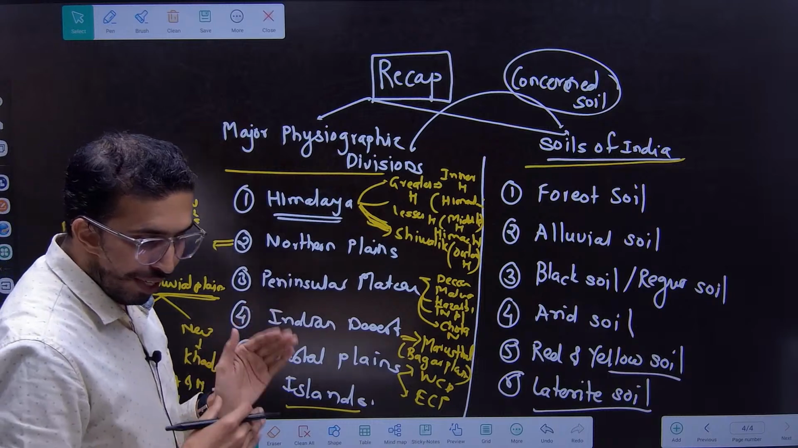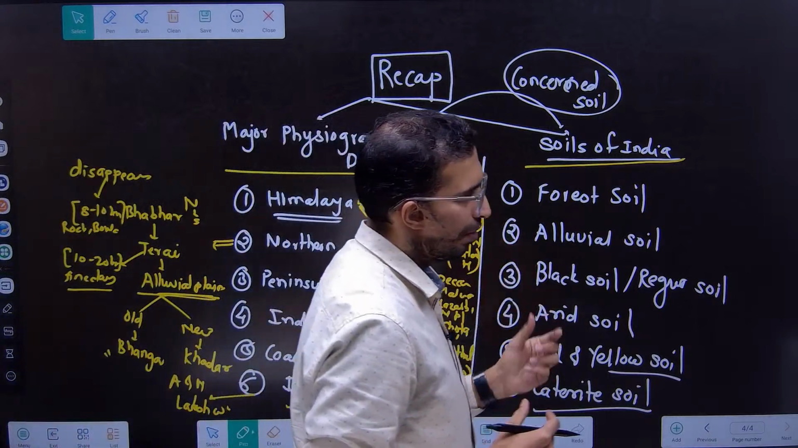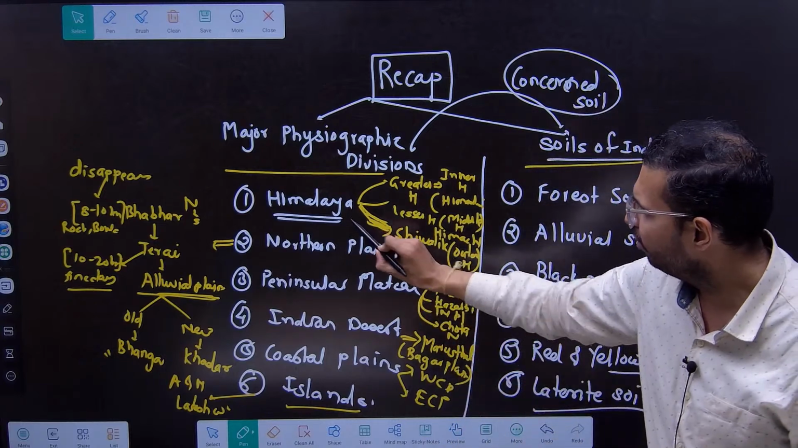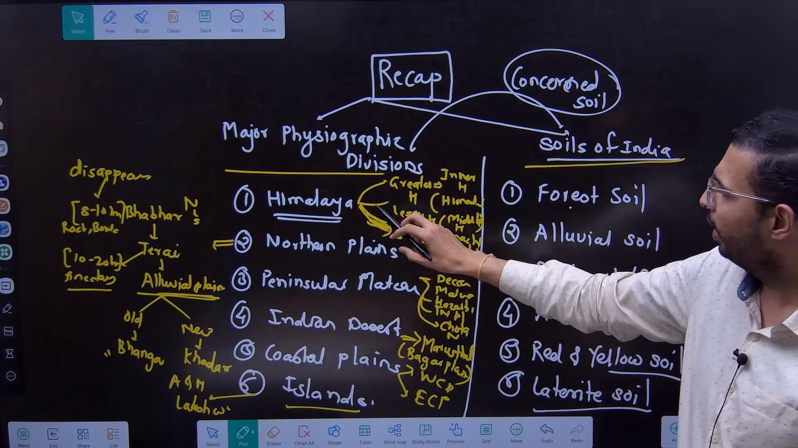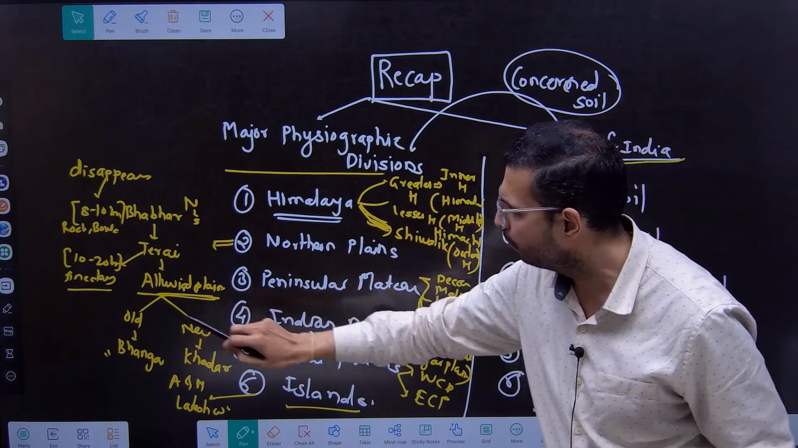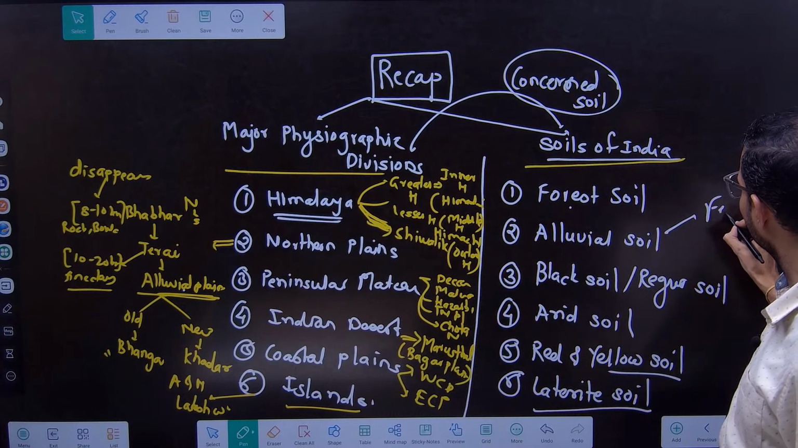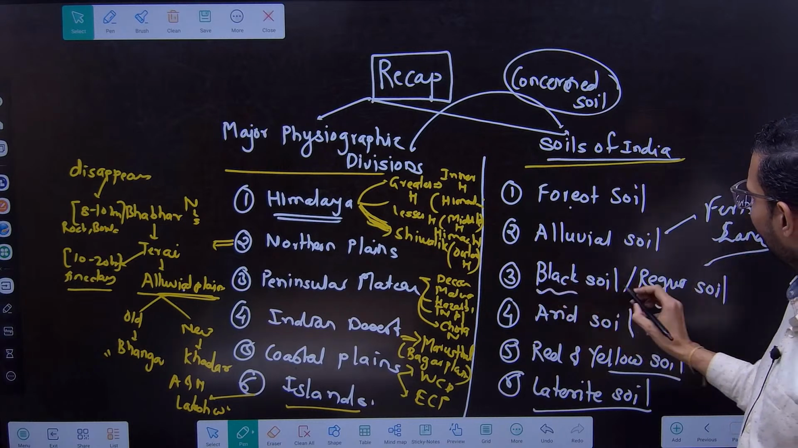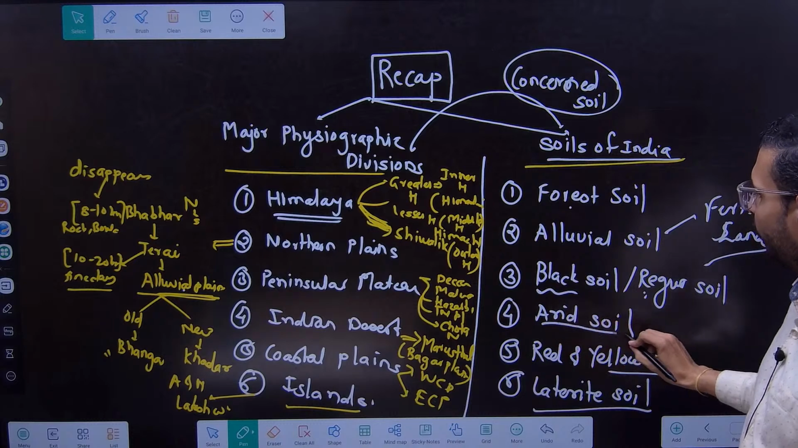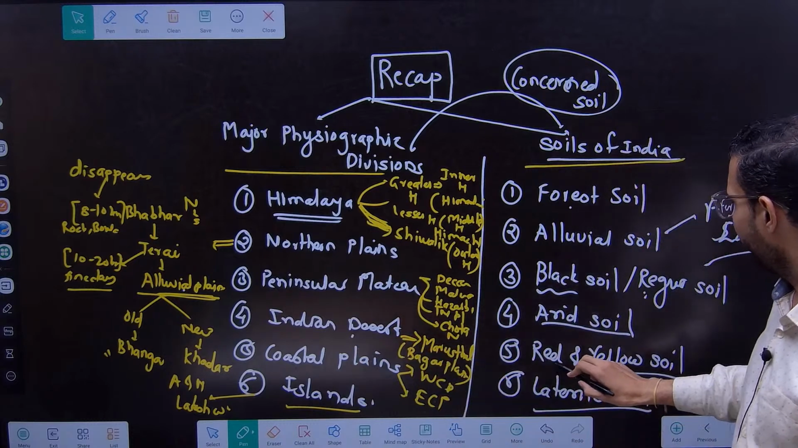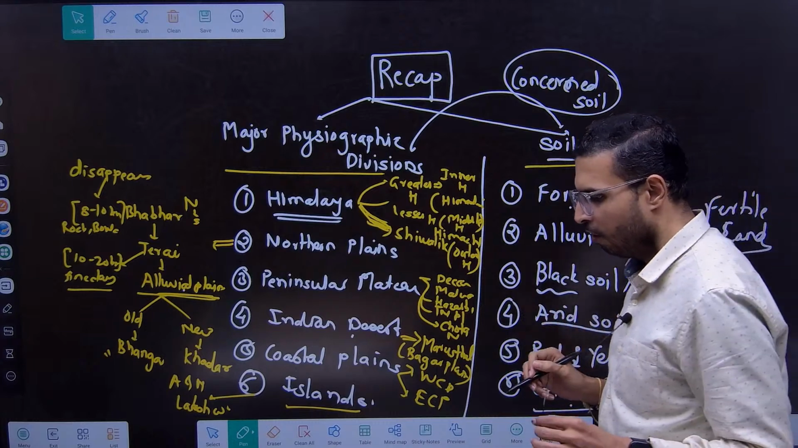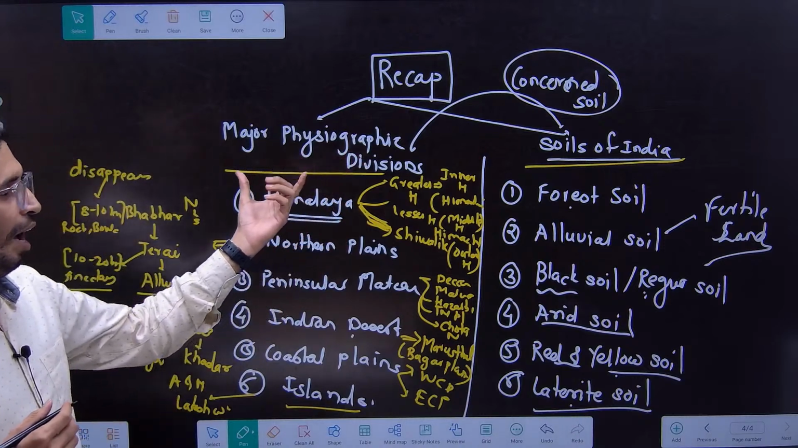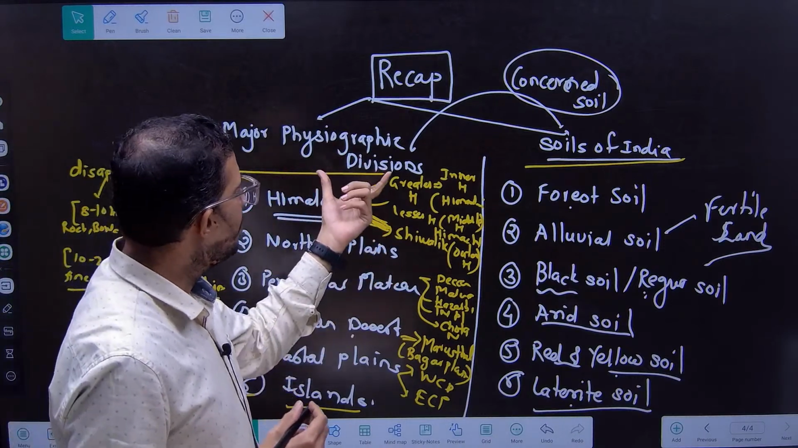This is how we have correlated the two chapters, major physiographic divisions and the soils of India. Then we can easily relate these features with respect to this feature. Himalaya, then northern plains, we have already studied the alluvial plains, the fertile land. We have studied the black soil, cotton soil or the regur soil. Then arid soil with respect to the Indian desert. Then red and yellow soil and the laterite soil. So this is how we have studied two very important chapters, the physiographic divisions and the soils of India.